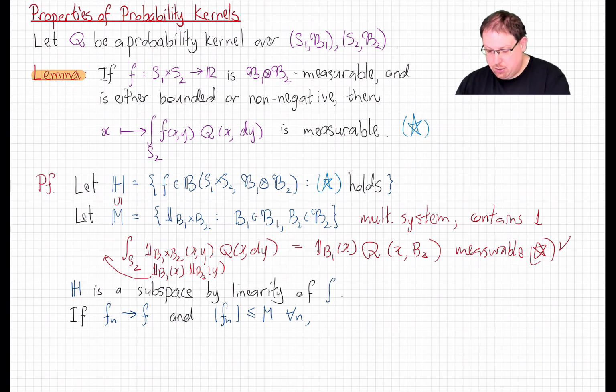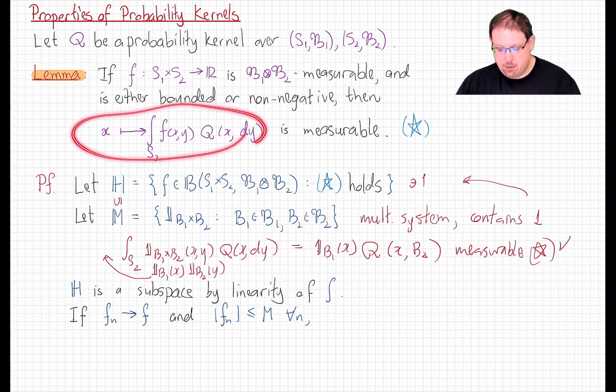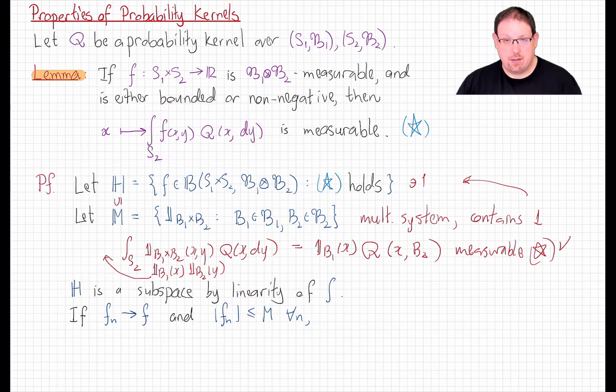Well, therefore, H also contains 1, since 1 is in M. Now, H is a subspace. If I take any two functions that are in H, and I take a linear combination of them, then of course I'm going to get that that linear combination is back in H. That is, this condition holds here just by the linearity of the integral and the fact that measurability is preserved under taking linear combinations of functions. So finally, we just need to check that H is closed under bounded convergence.